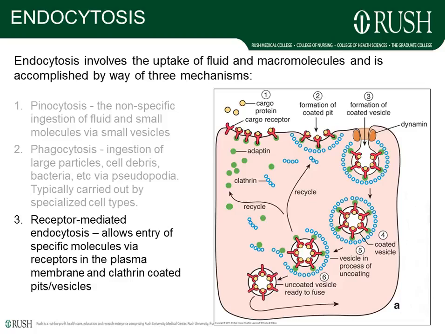Eventually, those clathrin molecules come off of the outside and are recycled back to the membrane, and the uncoated vesicle can then be fused at the appropriate place, usually with either a lysosome or what we call an endosome, which is a compartment that we'll talk about in a couple of minutes.